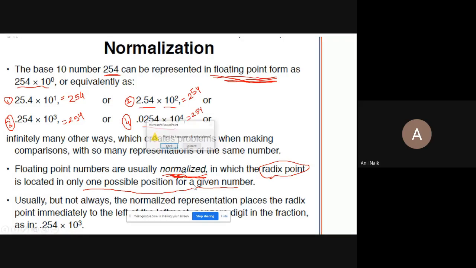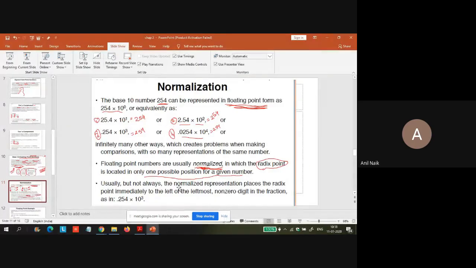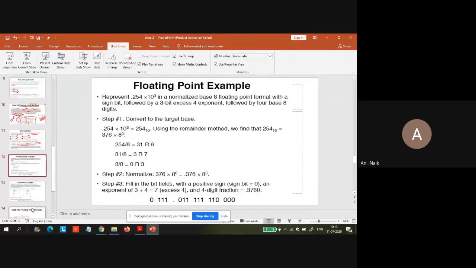Usually, but not always, the normalized representation places the radix point immediately to the left of the leftmost non-zero digit in the fraction. So normally we represent the number as 0.254 times 10 raised to 3, which is the normalization of the number.